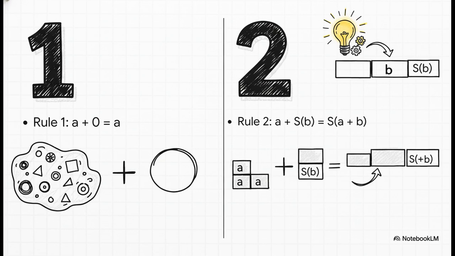And here they are. Rule 1, super simple. Adding 0 to a number doesn't change it. Yep, makes sense. Rule 2 is the really clever one. It looks a little weird, but all it's saying is this. Adding the next number is the same thing as adding the original number, and then just taking the next number of the result. That S thing just means successor or the number that comes after. And that's it. These 2 rules are all we need.